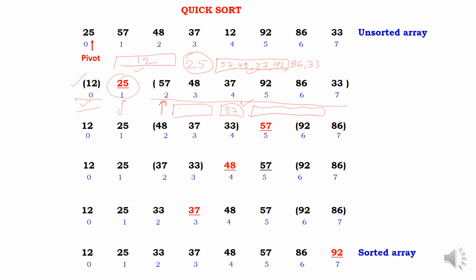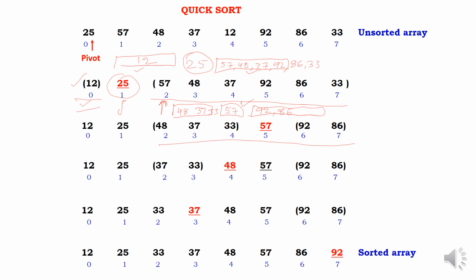48 is less than 57, 37 is less than 57, 33 is less than 57. So three elements are placed on the left side of 57, and 92 is greater than 57, 86 is greater than 57. So there are, see, 6 elements and 57 is fixed in its proper position such that the array is divided into two subarrays. The left array contains elements less than 57, the right array contains elements greater than 57. So these 6 elements are divided like this.